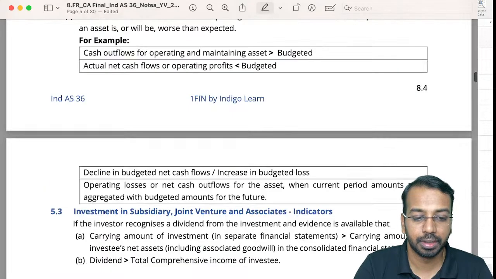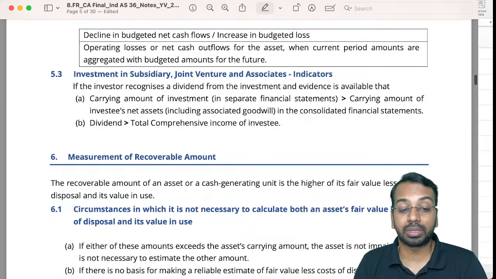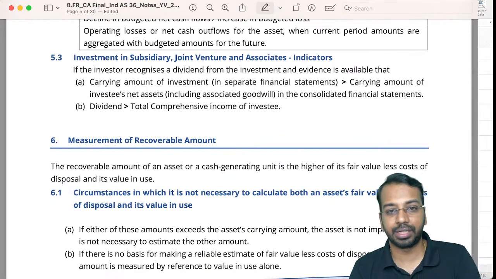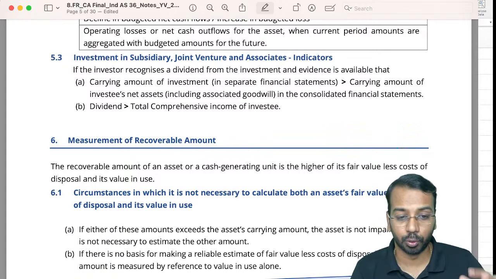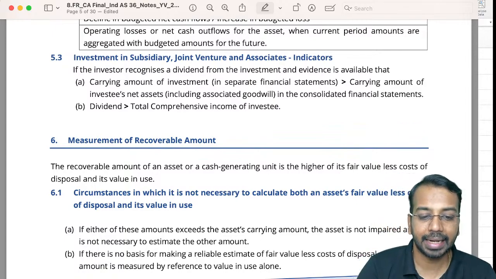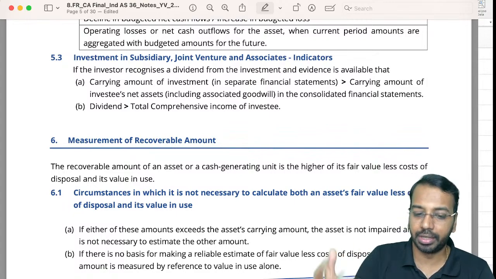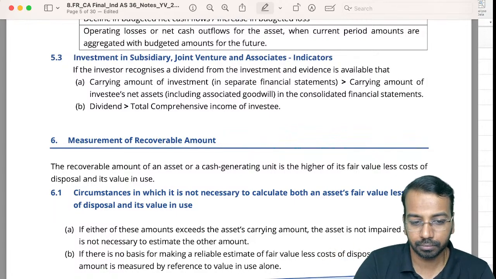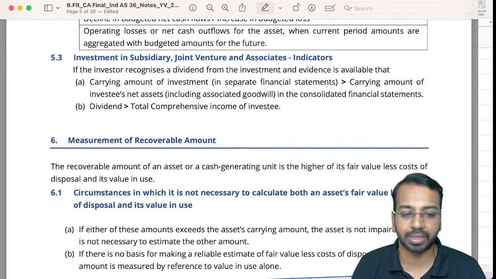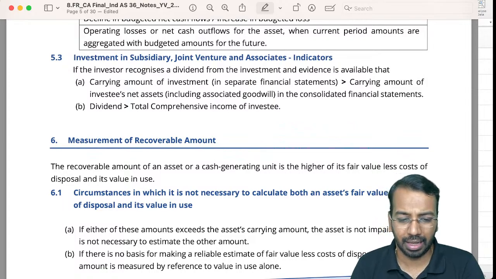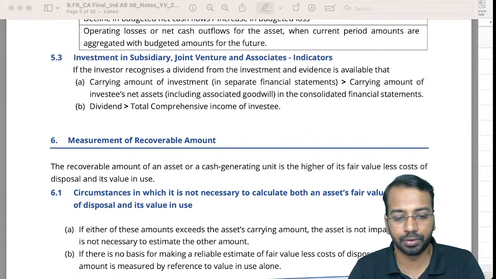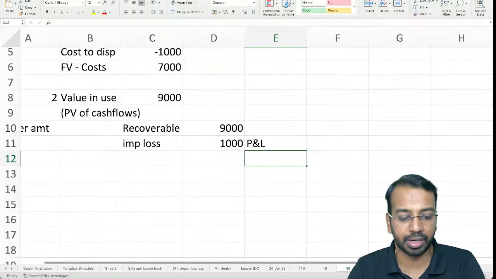Then, whenever you talk about investment in subsidiary, JV and associates, so for example, Reliance has invested in Jio. Now this you will be able to understand slightly better when we do consolidation and all of those aspects, but still, carrying amount of investment in separate financial statements is greater than carrying amount of investee's net assets in the consolidated financial statements. Now what does this mean? See, I'll just give you a brief of what we would do in consolidation.